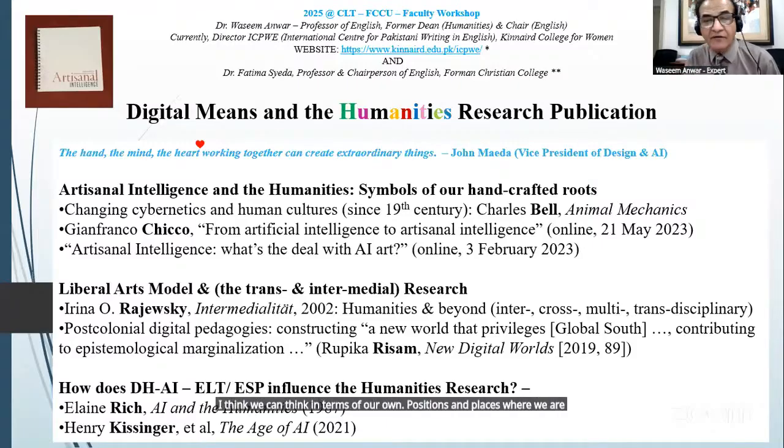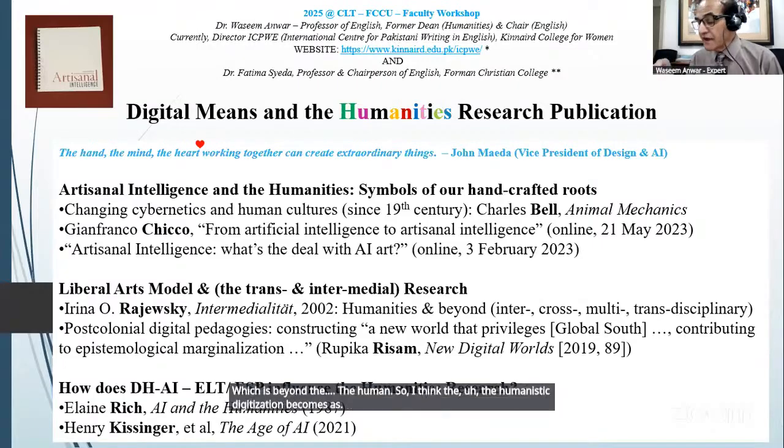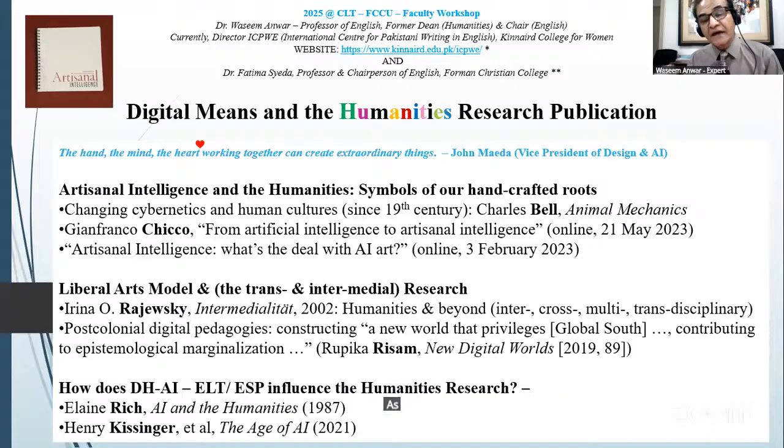So I think we can think in terms of our own positions and places where we are based. Are we into some kind of digital fascism, or is there a data algorithm which is beyond the human? So I think humanistic digitization becomes as important as digital humanities, and that is what humanities keeps warning us about.